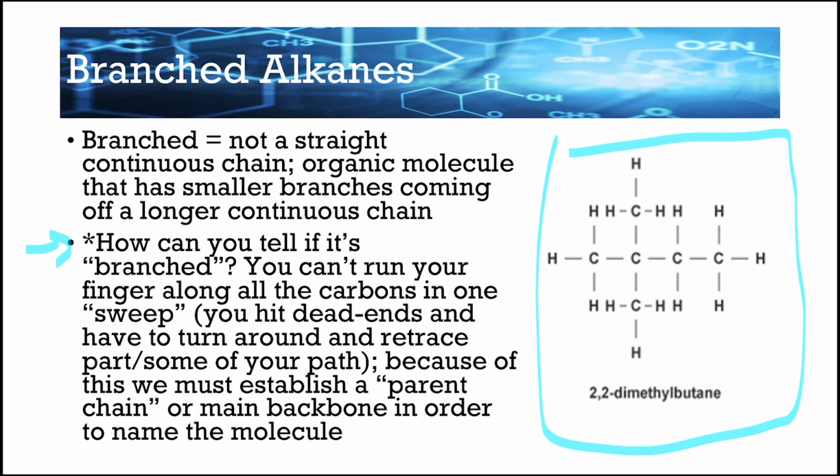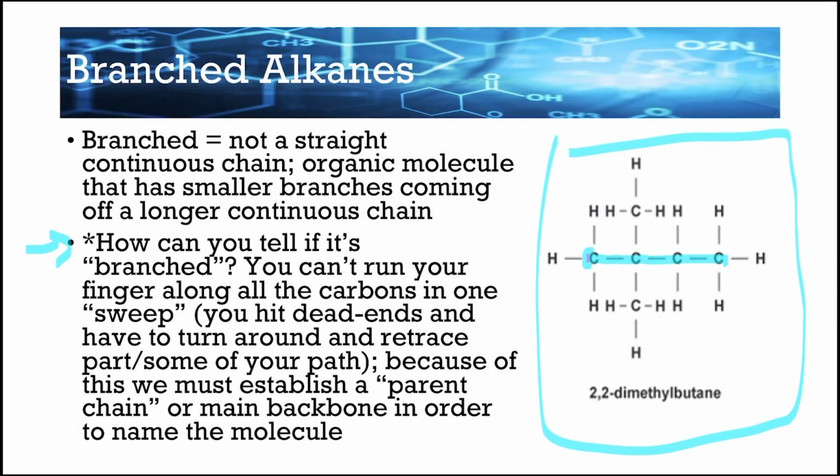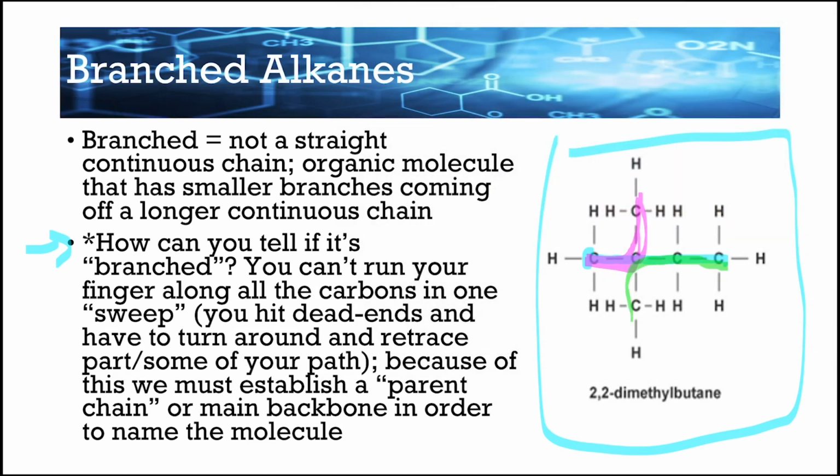So what I mean by that is, if we start here and follow this path, I touched 4 carbons, but there's still part of it that I haven't highlighted. If I follow this path going up, that's fine, but there are still carbons I'm not touching. If we go this way, there are carbons we're not touching. So we can see that there are branches.